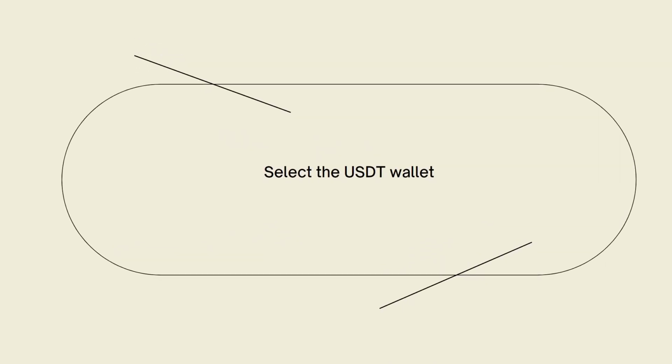Now select the USDT wallet. Tap on the USDT wallet to access its details and transactions option. Tap on Send or Withdraw. Look for the Send or Withdraw button within the USDT wallet details and tap on it.